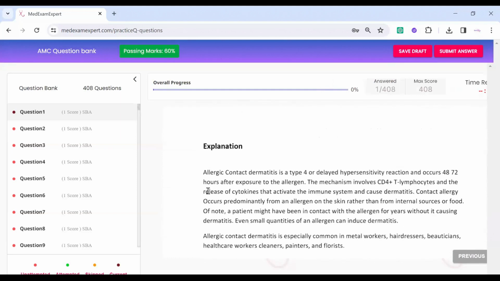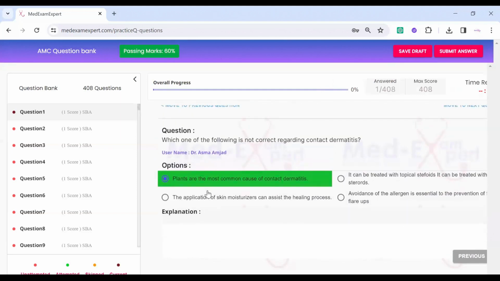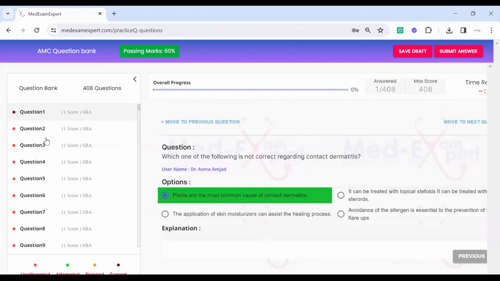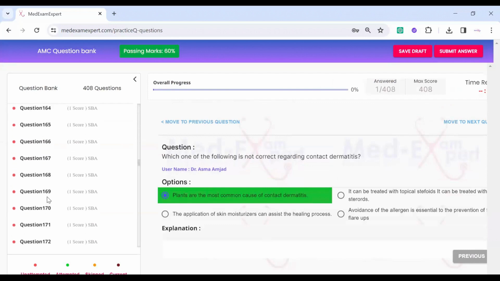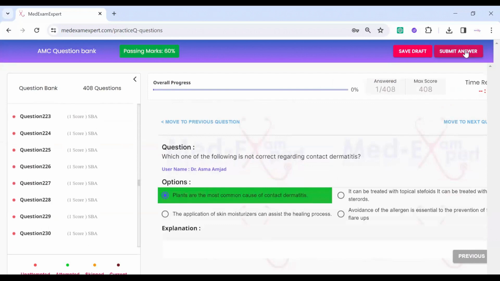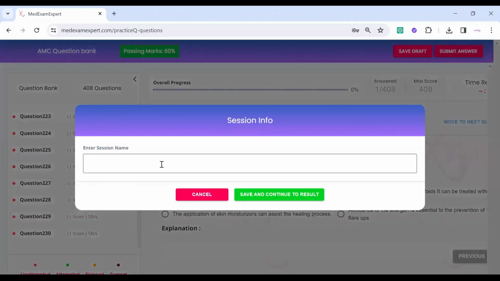So in revision mode, you will see the correct answer with explanation, okay? So after attempting all the questions, like you can see, there are multiple questions. Attempt all the questions, then submit your test. After submitting, you have to save your test. Okay, for example, I will name it as test and save it.